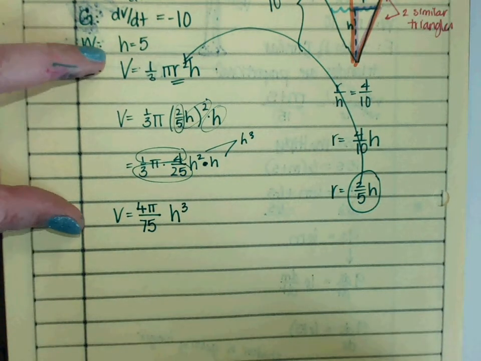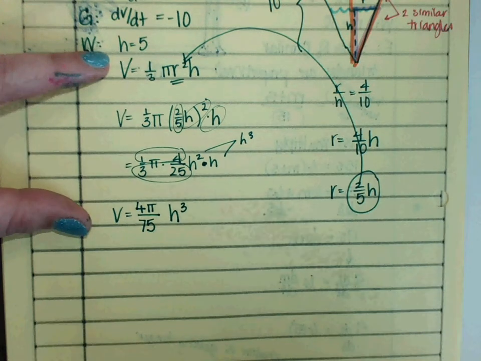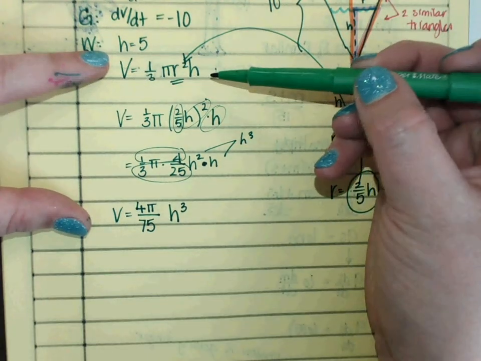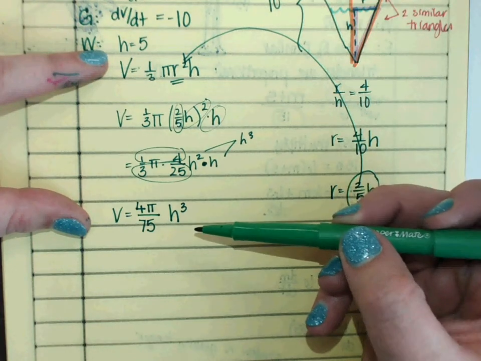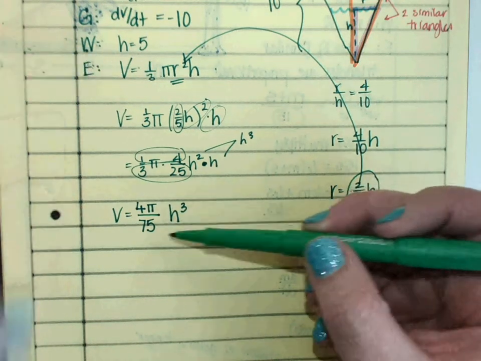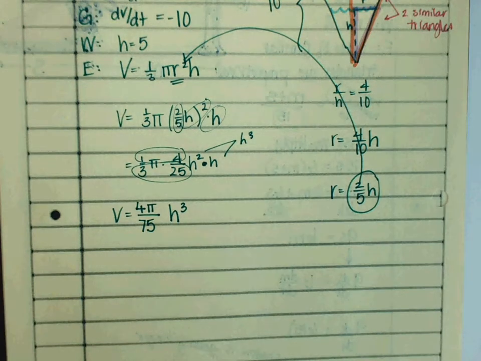So again, what's the difference between these two equations? This one has multiple letters, it would have needed product rule. This one has only h's, I don't have to do product rule. That's why this one is better, even though really they're the same.